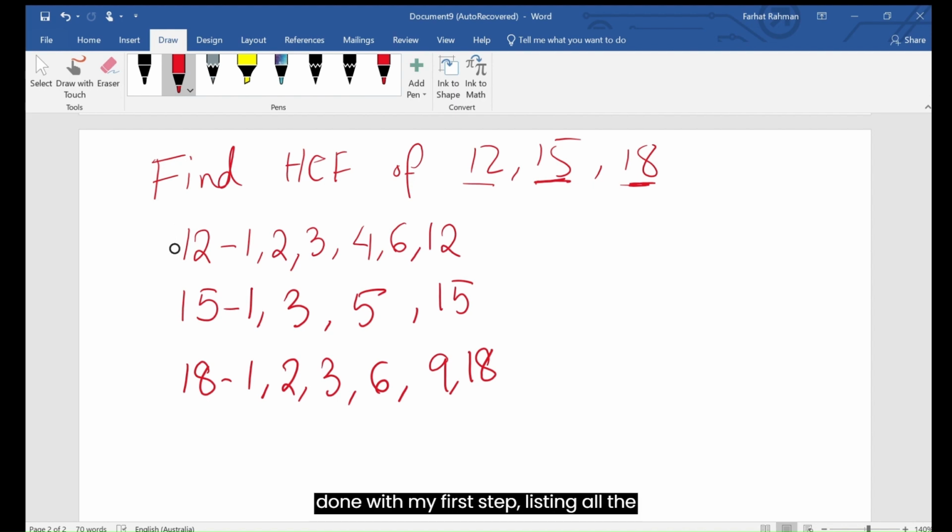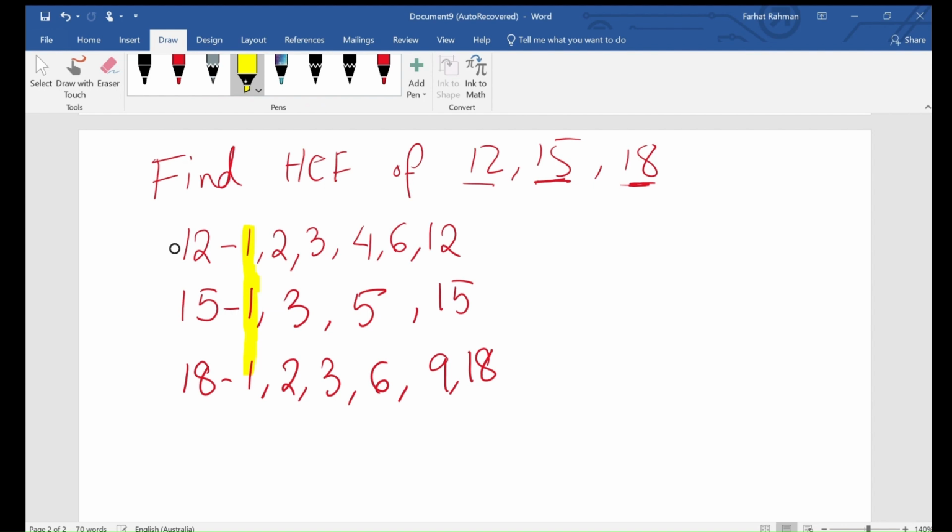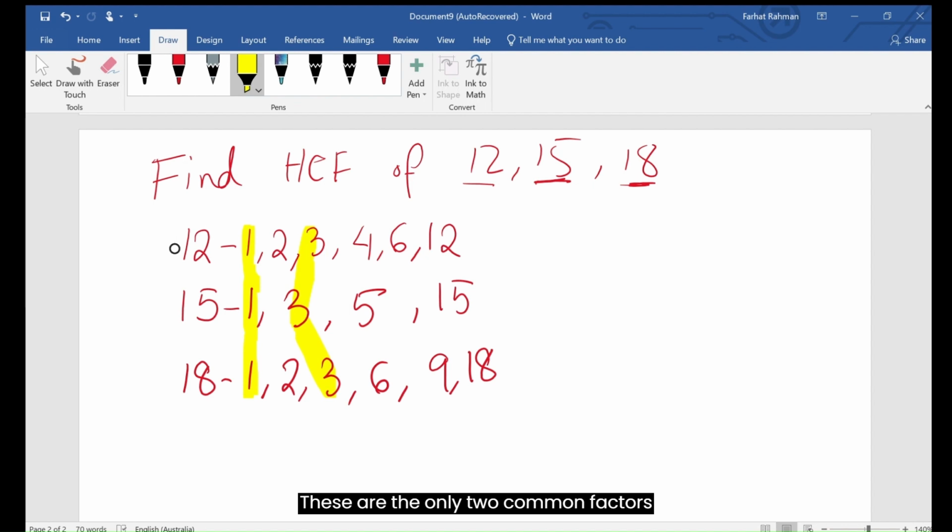Now that I'm done with my first step, listing all the factors of the given numbers, I'll move on to my second step, where I need to identify the common factors. I'll highlight the common factors 1 and 3. These are the only two common factors in these three numbers.